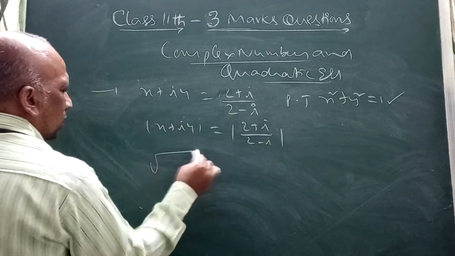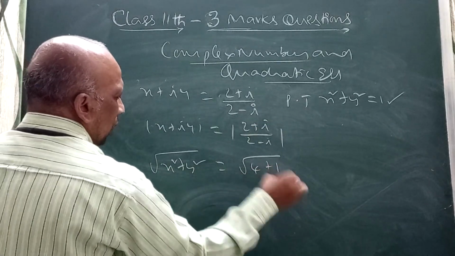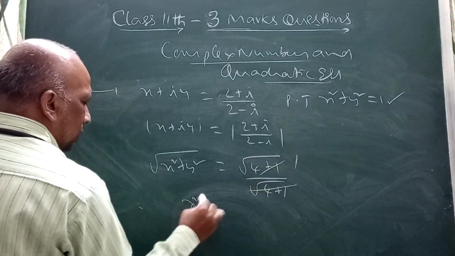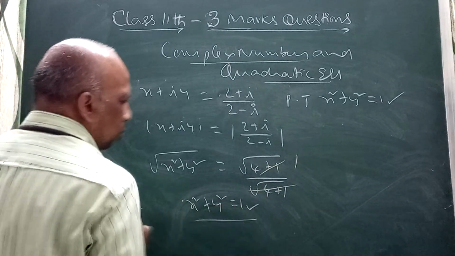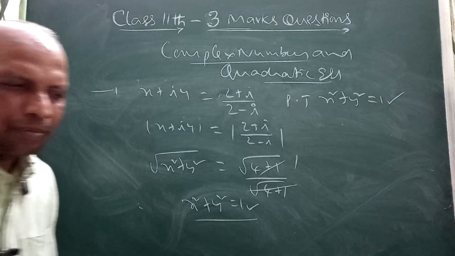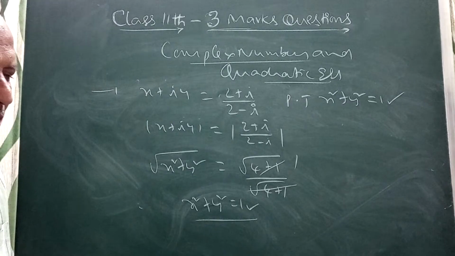So this one, root of x square plus y square, will be root of 4 plus 1 by root of 4 plus 1. Squaring on both sides, x square plus y square is equal to 1. That's it, simple. You make it like this. This is the kind of problem you can find here for 3 marks.